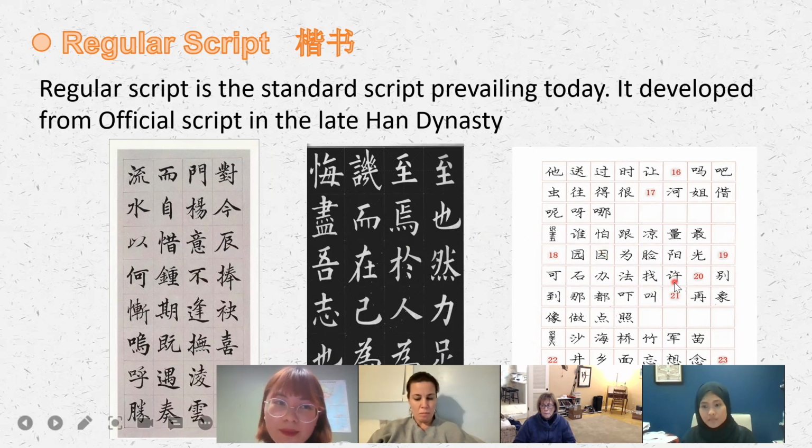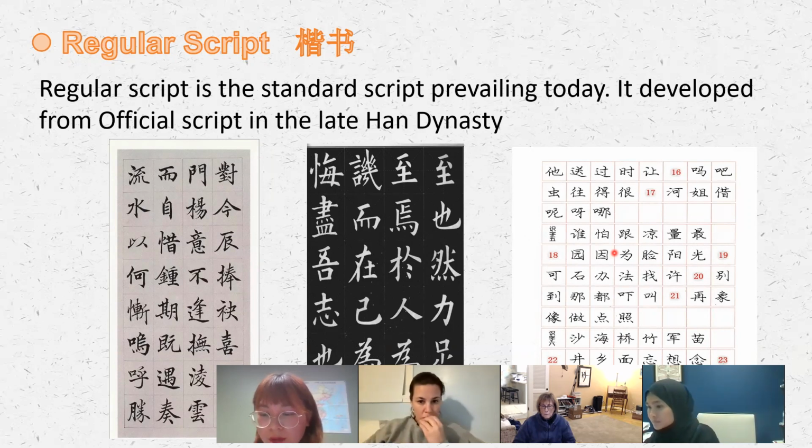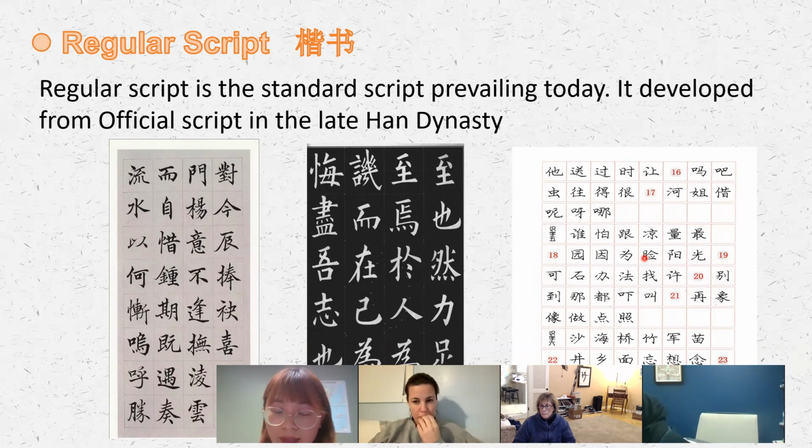And this is the modern regular script, because we know the Chinese characters are divided into traditional and simplified characters. In order to make people's lives more convenient, China began to promote the use of simplified characters in the 1950s. So nowadays, we usually use simplified characters. And now in Taiwan province, they still use traditional Chinese characters.